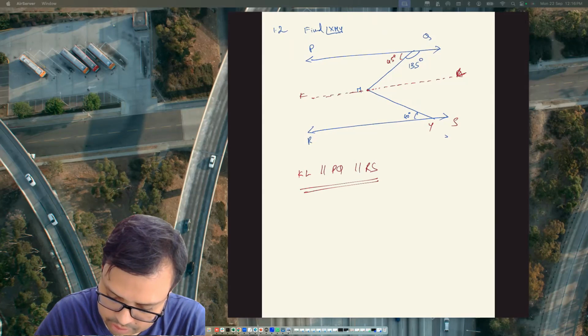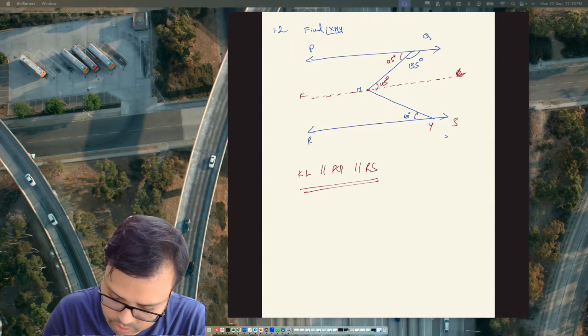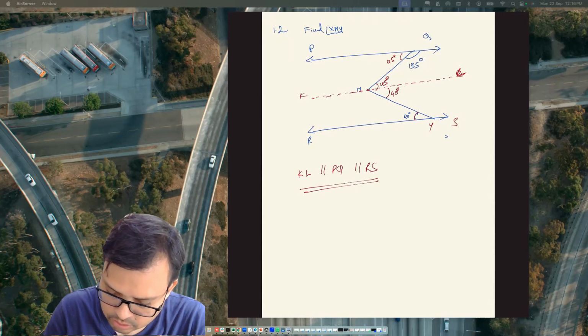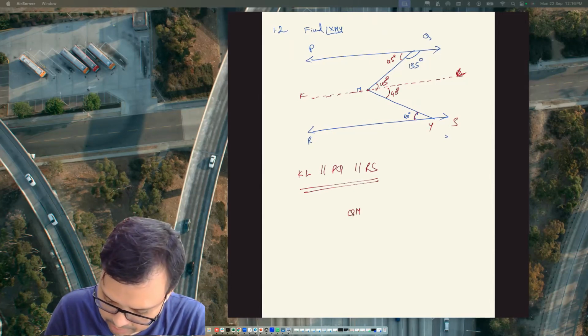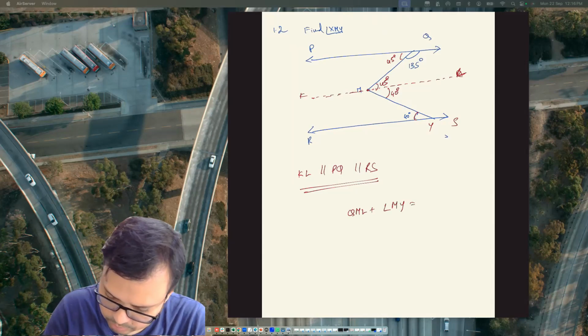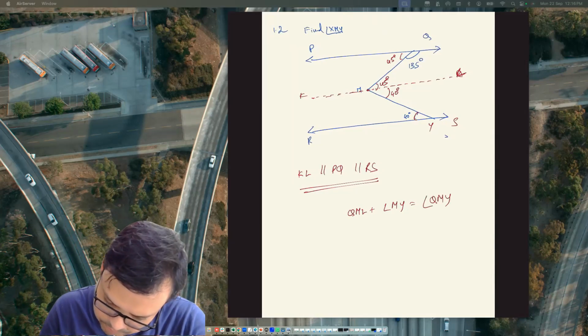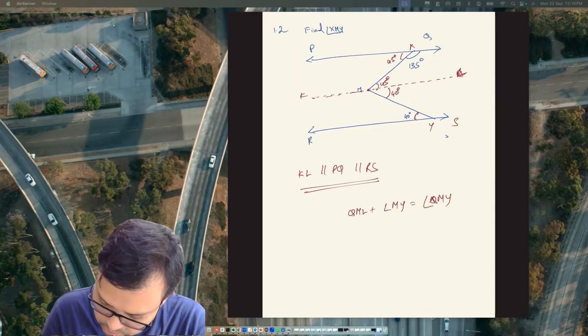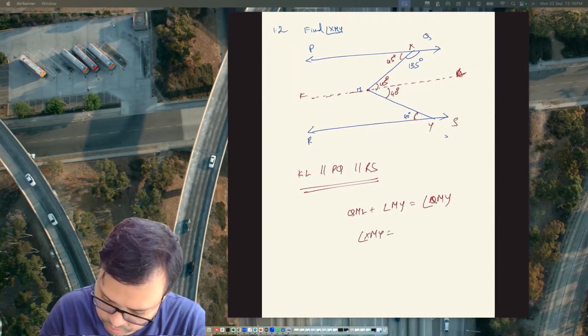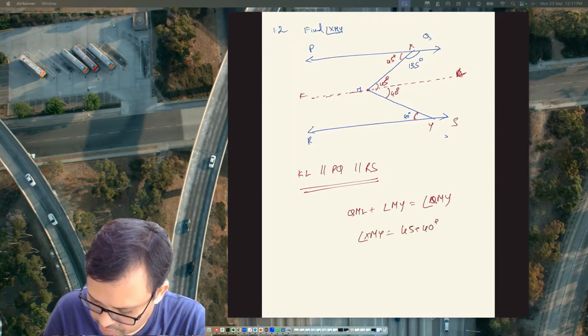So this becomes 45 degrees because these two lines are parallel. This alternate angle becomes 45 degrees. Again, these two are parallel, and this is 40 degrees. This part becomes 40 degrees. So you just add angle QML plus angle LMY. What is QML plus LMY? It is called angle QMY. That's what people ask us to find. So angle XMY is equal to 45 degrees plus 40 degrees is equal to 95 degrees, 85 degrees.